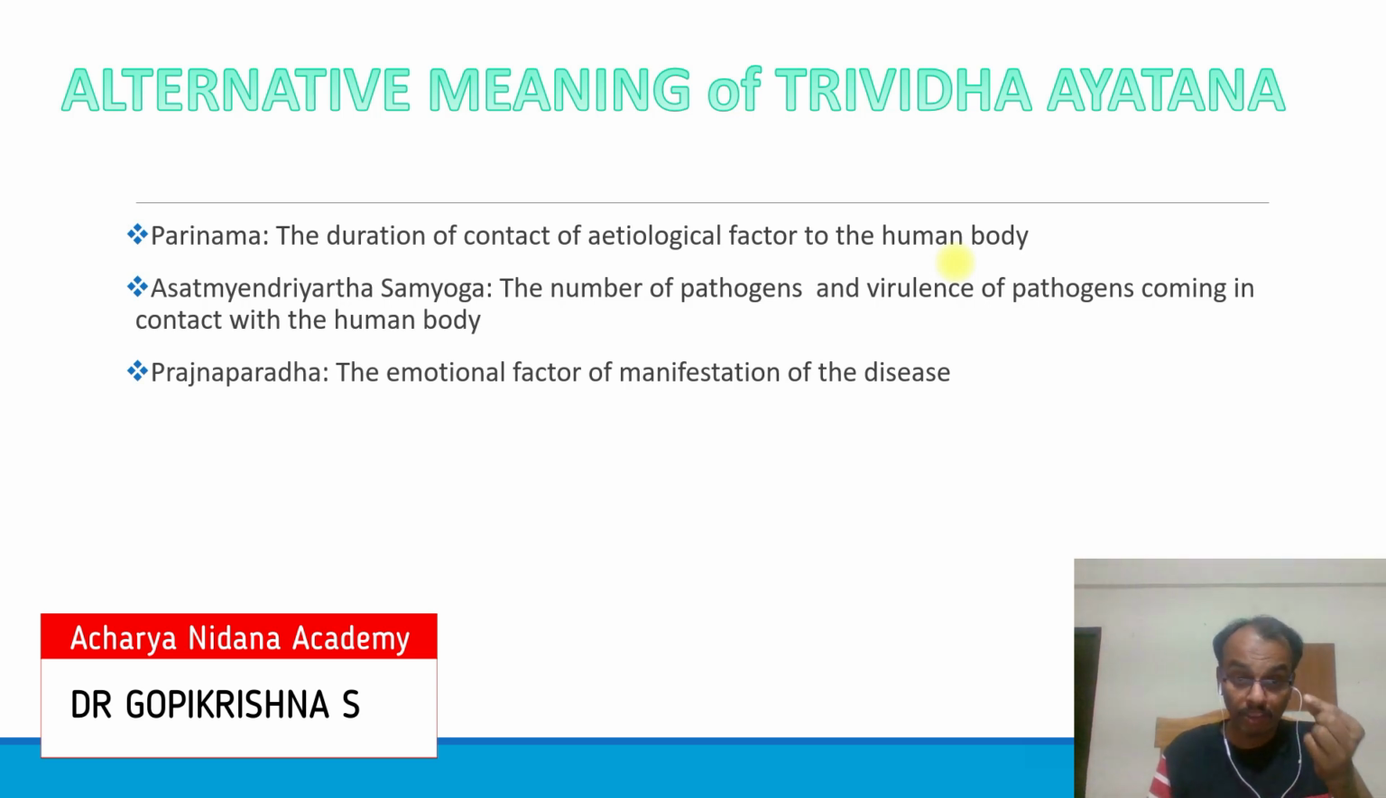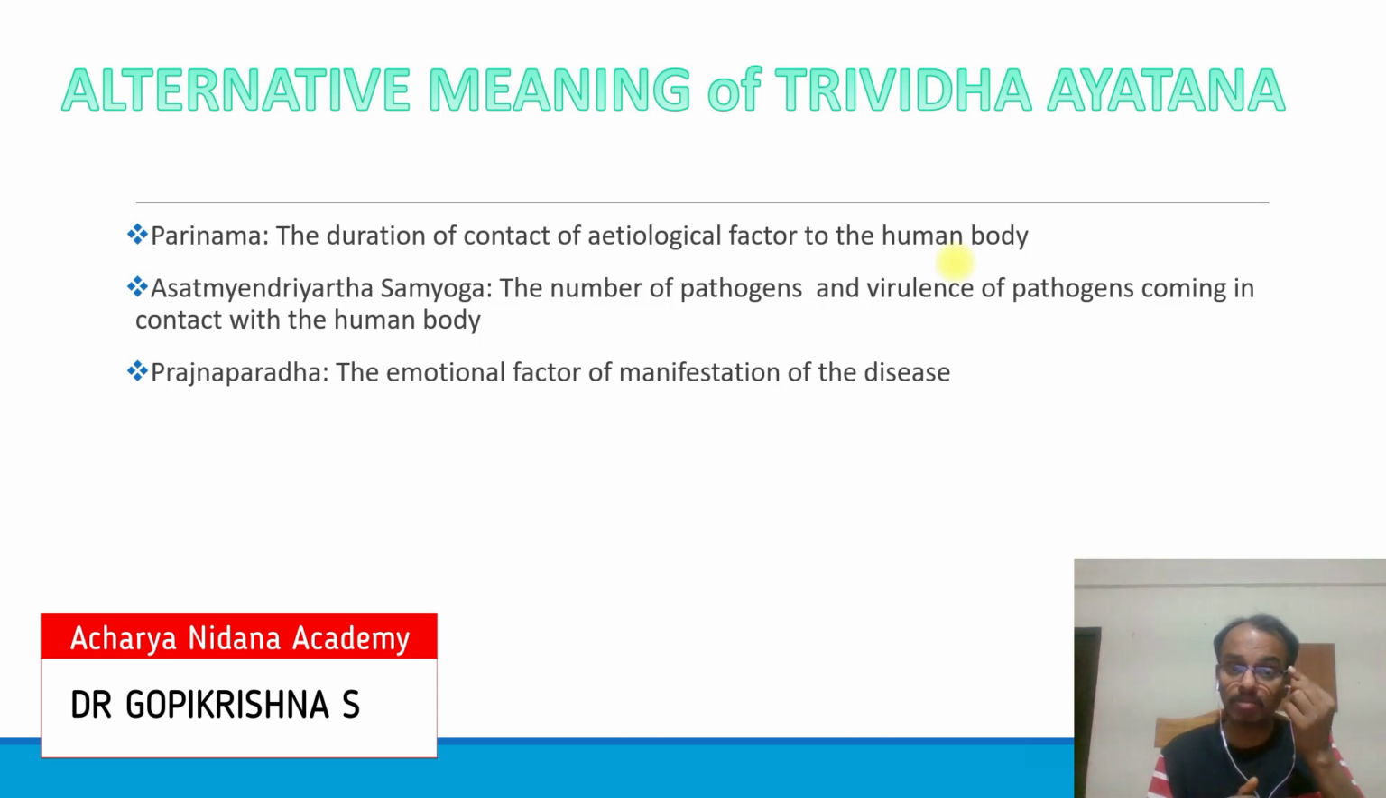If the duration of contact of the etiological factor is longer, and that too through more sources, that is, more sources of entry of the pathogen, then a wide range of clinical manifestations are possible. Whereas Asatmendriyartha Sanyoga is mainly related to the number of pathogens and virulence of pathogens.